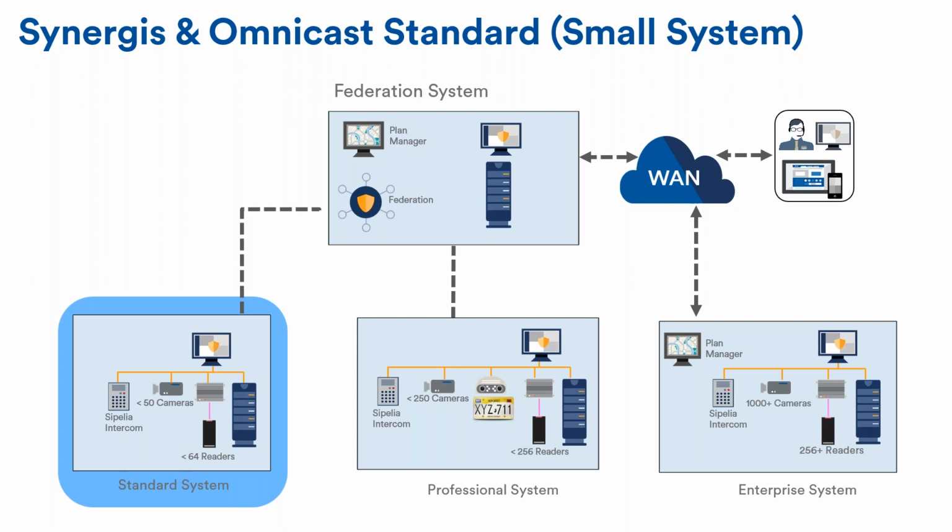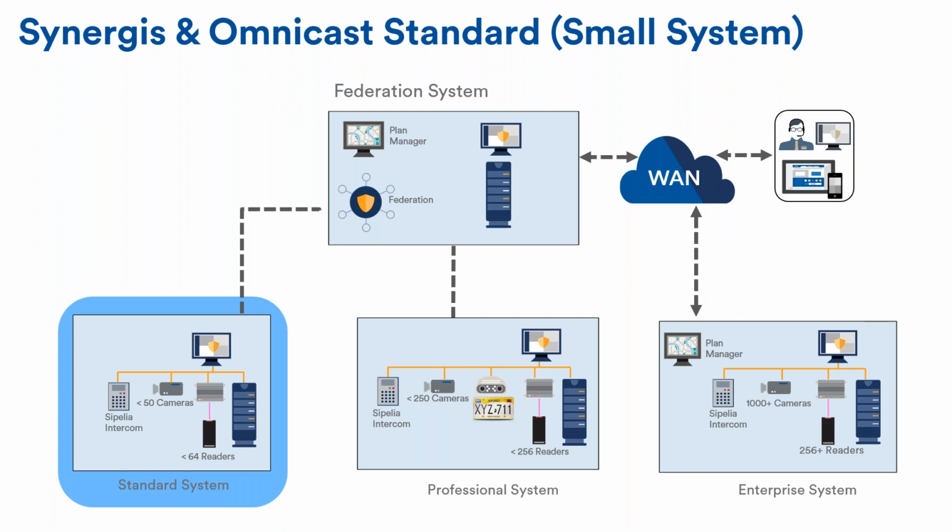As you can see over here on the standard system, we have less than 50 IP cameras and less than 64 readers. Under the professional system, we have less than 250 cameras and up to 256 readers. And then we also have an enterprise system where we have greater than 250 cameras and more than 256 readers, as well as a federation system. So we're going to go step by step through how you would build a standard system, how you would build a professional system, and how you would build an enterprise, as well as a federation system, just to give everybody an idea as to how you would build each one of these in various environments.